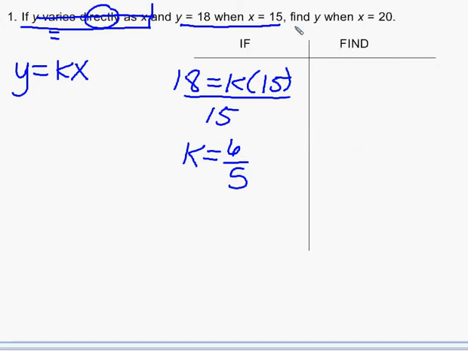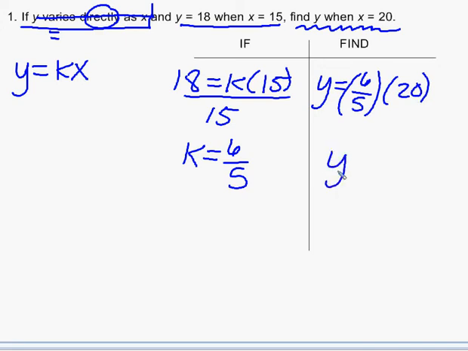Now the find statement says find y when x is 20. So we don't know what y is, but we do know k from our if side. So we have 6 over 5, and then our x is 20. So when you multiply this out, y is going to equal 24, and this is your final answer.